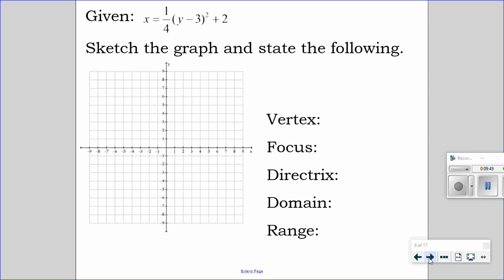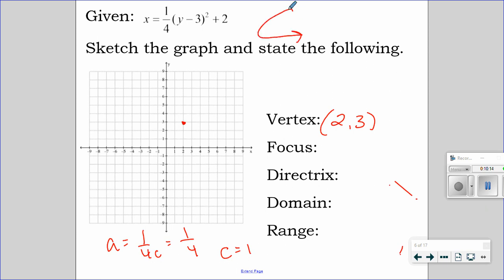Okay, so let's take this first one. Our vertex is (2, 3). So I'm going to plot (2, 3). Our A equals 1 over 4C, so that equals 1 over 4. So that one's easy. C is going to be 1. It's a positive A, so it's going to open to the right.